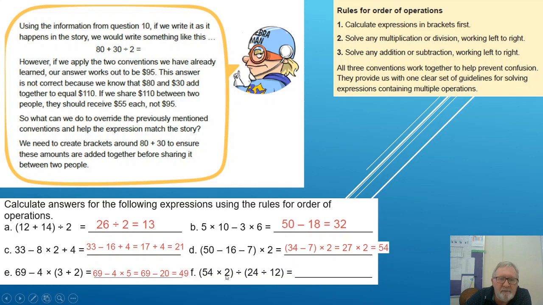And in this last one, multiplication, division, division. Now, this bracket here tells us it must be done before this division here. So 108 is the result of 54 times 2. 24 divided by 12, the result of that is 2. So 108 divided by 2 is 54.